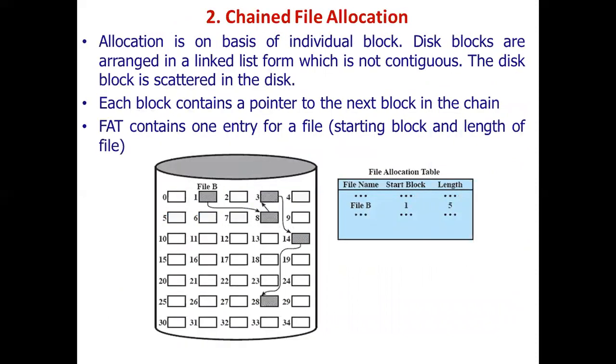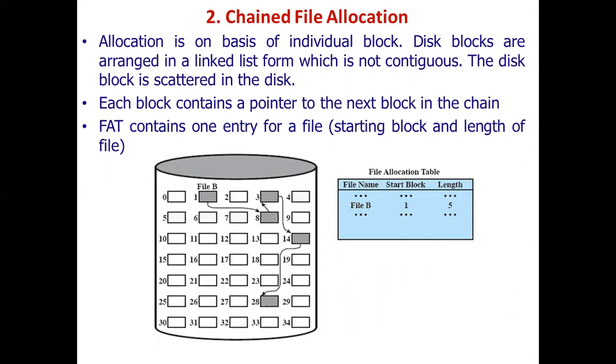Here, disk blocks are allocated non-contiguously. That is, allocation is on the basis of individual blocks. Here, disk blocks allocated to a file are arranged in a linked list form. That is, each block contains a pointer to the next block in the chain.